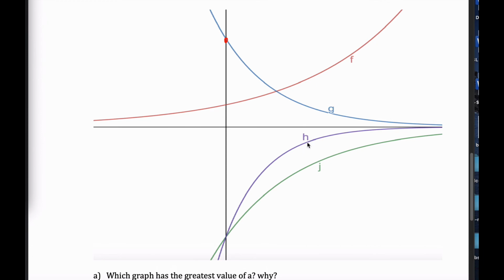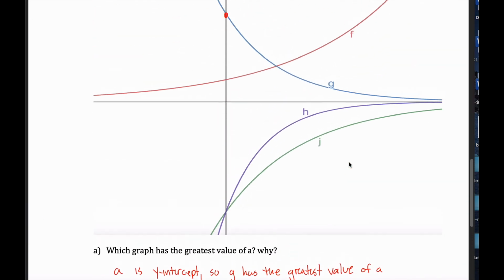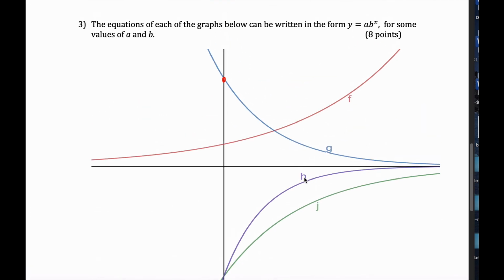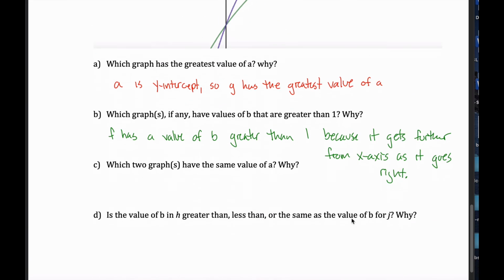Note that g, h, and j all get closer and closer to the x-axis when we go to the right, so each of their values of b must be less than 1, but f gets further and further away from this axis, so f must have a value of b that is greater than 1. Note that I wouldn't want to say it goes up when I go to the right, because technically h and j go up when you go to the right as well. So that's why we talk about its position relative to the x-axis here.